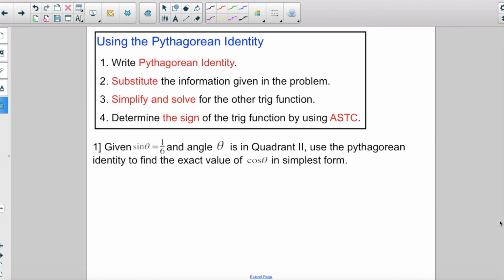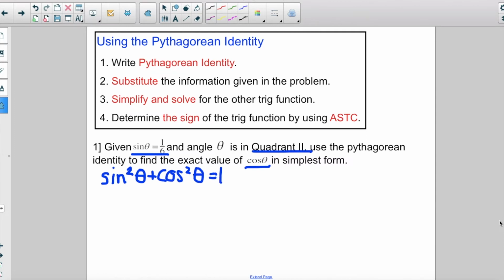All right, so let's get into some problems using this. This question says, given the sine of theta is 1 over 6 and angle theta is in quadrant 2, use the Pythagorean identity to find the exact value of cosine of theta in simplest form. It tells us to use the Pythagorean identity, so let's start by writing it. It is sine squared theta plus cosine squared theta equals 1.